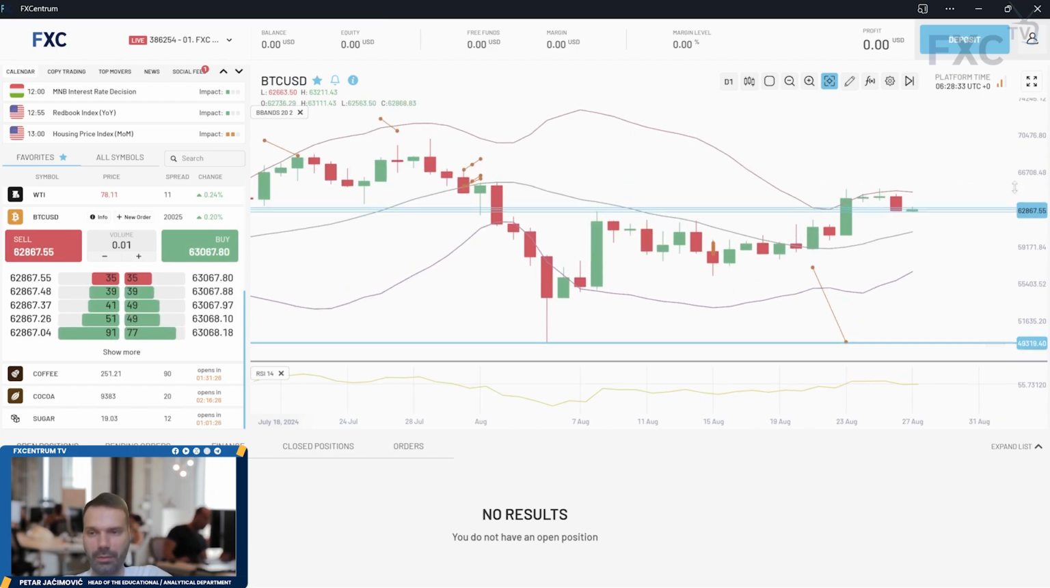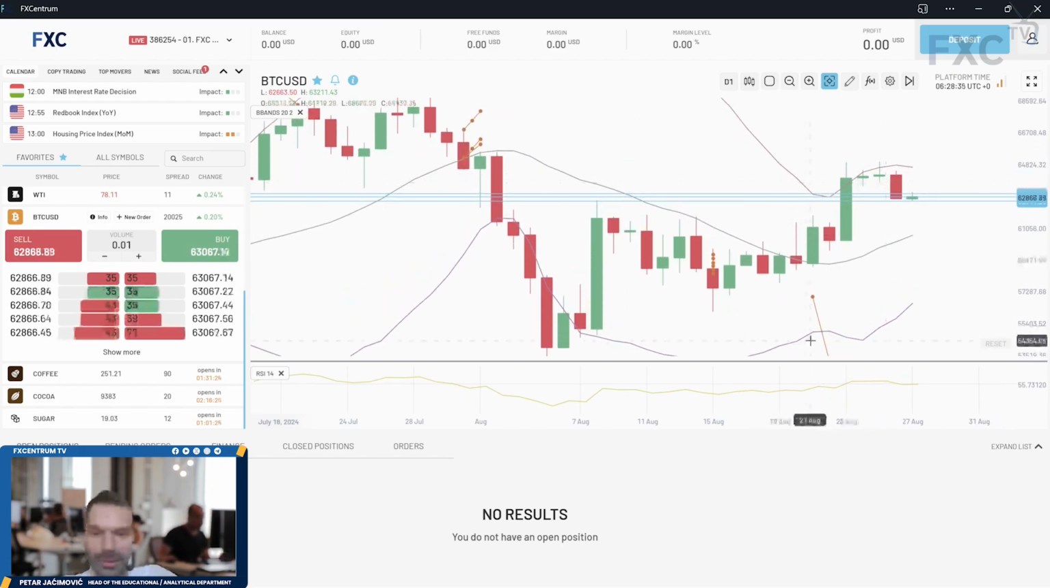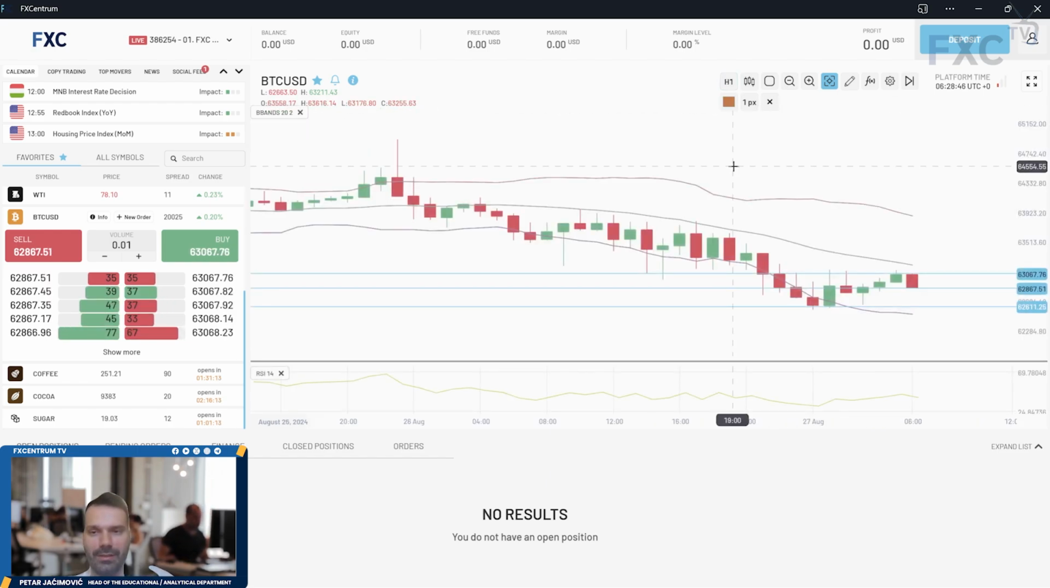On the Bitcoin dollar, we traded around upper Bollinger Band. There was a break of this consolidation, but then there was no follow through. And in fact, that's a sign that we might see the downside rotation again towards the 60,000 mark. So far, downside rotation is pretty much in play.